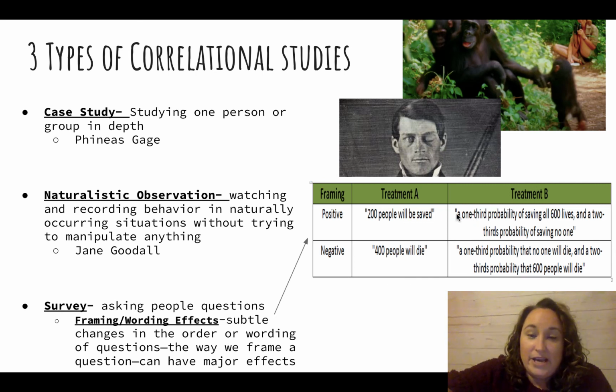Or treatment B, a 1/3 probability of saving all 600 lives and 2/3 probability of saving no one. Or a 1/3 probability that no one will die and 2/3 probability that 600 people will die. So it's the same treatment, it's just wording it differently can make people have different feelings and different responses about it.